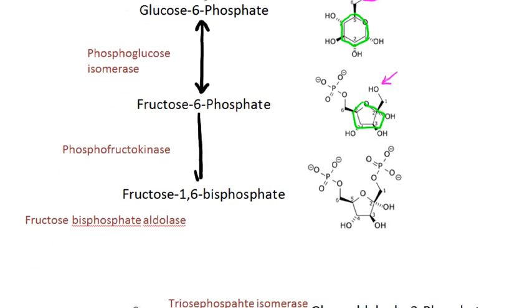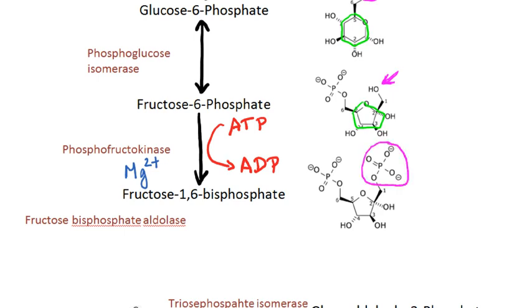The next step is going from fructose 6-phosphate to fructose 1,6-bisphosphate. In this reaction, ATP is converted to ADP and is facilitated through a very important enzyme called phosphofructokinase. Magnesium is a cofactor in this reaction. Here you can see that on this carbon, a phosphate group has been added.